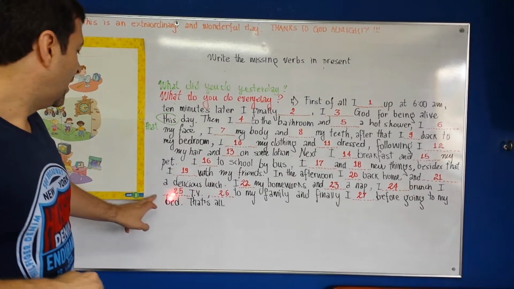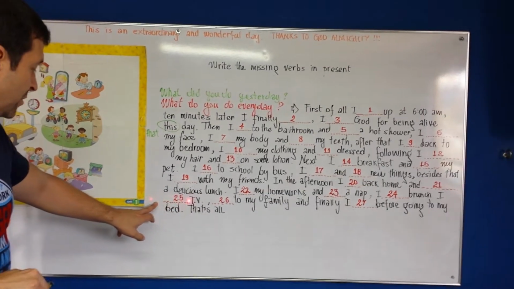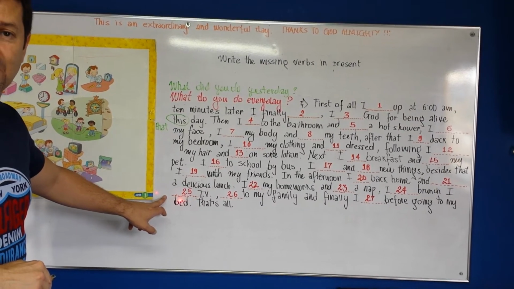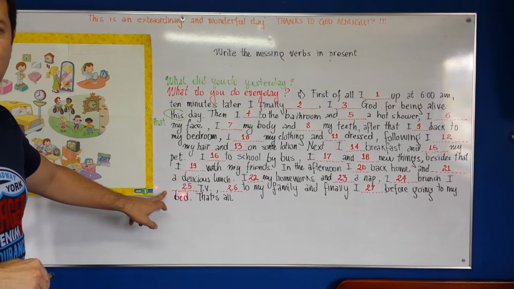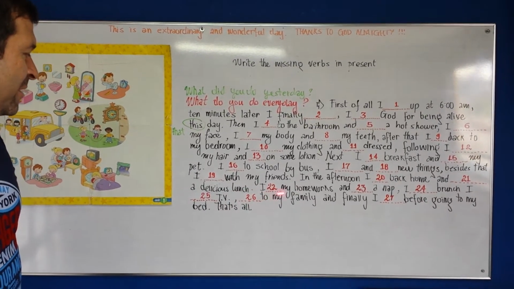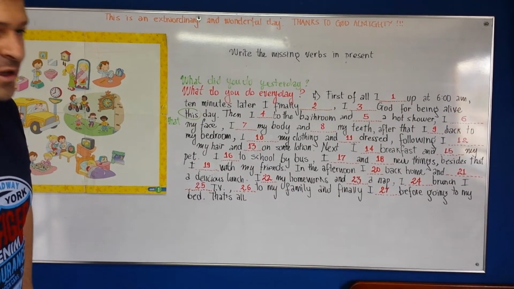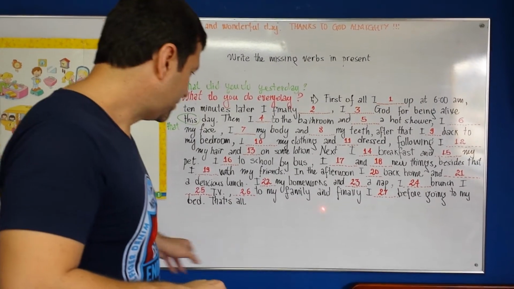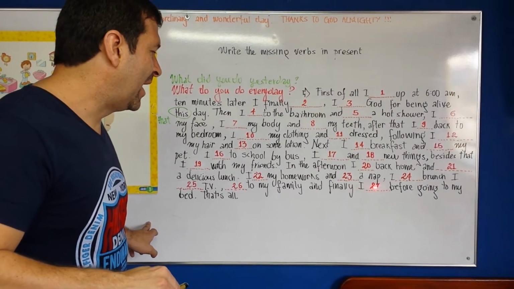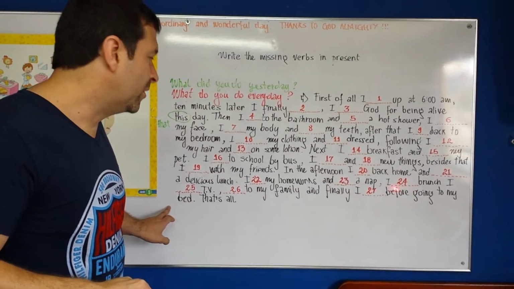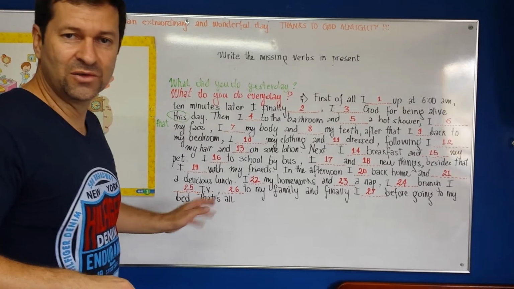I have brunch. I watch TV. Observo o veo la televisión. La televisión en inglés se observa. No es como en español que la vemos y la miramos. No, en inglés se observa, watch. I talk to my family. Hablo con mi familia. Recuerda que el verbo talk no pronuncia esa L como la pronunciamos en español, talk. And finally, I pray before going to my bed. Y finalmente oro antes de ir a la cama. That's all, eso es todo.